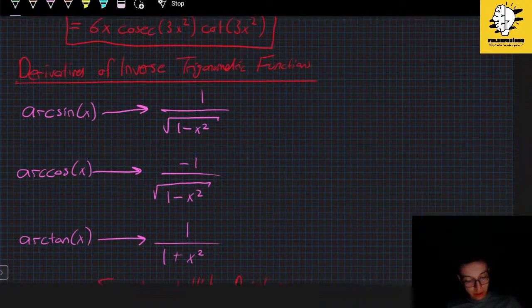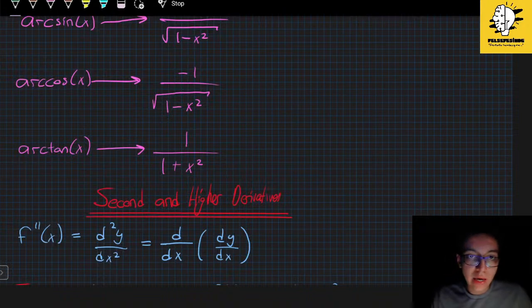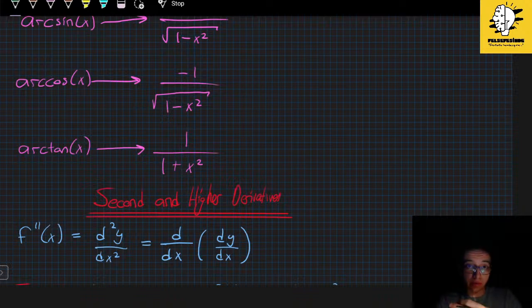Second and higher derivation. You can understand it already. I am sure you already know it. Second and higher derivation. This means f double dash, the second derivative, is represented in the form of d square y over dx square, and this means derivative of dy over dx. We already studied dy over dx. Now take its derivative as well. What does a second derivative give us?